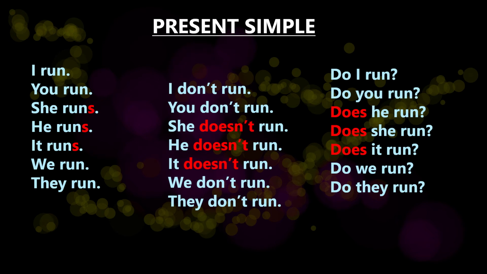All tenses with the verb run. Present simple. I run, you run, she runs, he runs, it runs, we run, they run. I don't run, you don't run, she doesn't run, he doesn't run, it doesn't run. We don't run, they don't run.